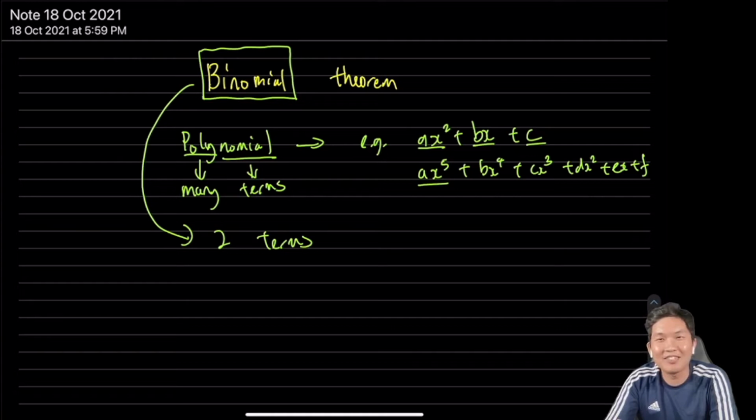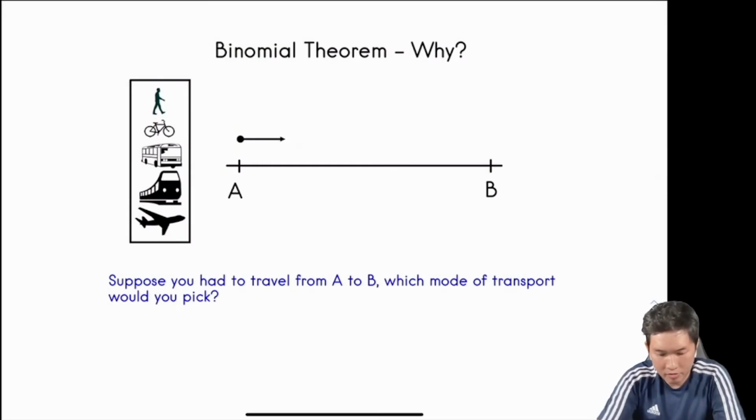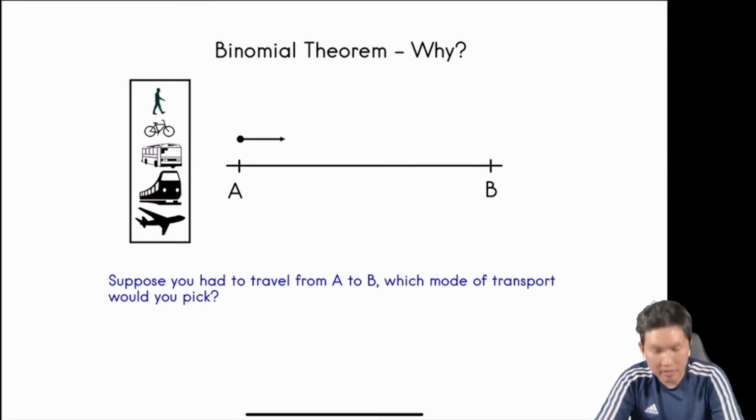Why do you need a theorem on two terms? What do these two terms look like? So we're going to look at binomial theorem, right? First, an introduction. So binomial theorem, why? Why do we need to study this, right? Maybe I want to answer that question for you first. Why is it they're learning this?